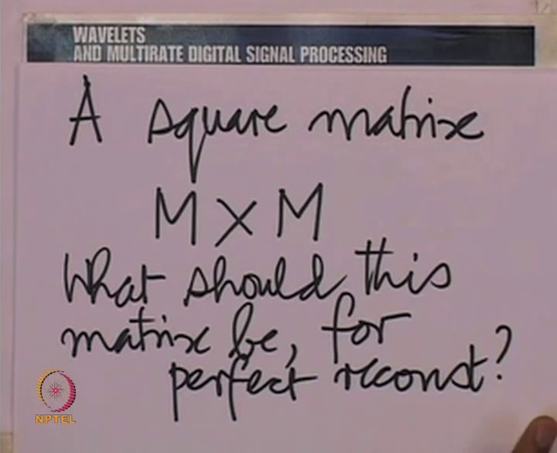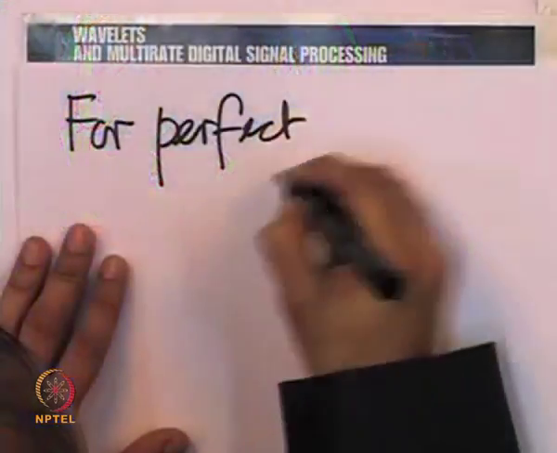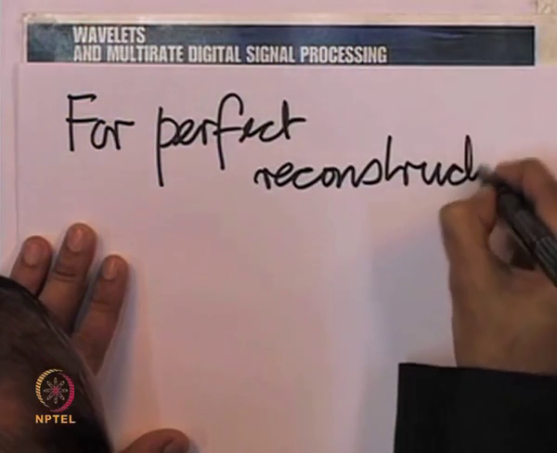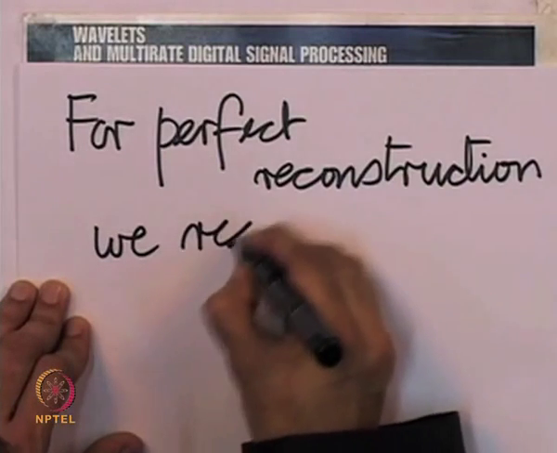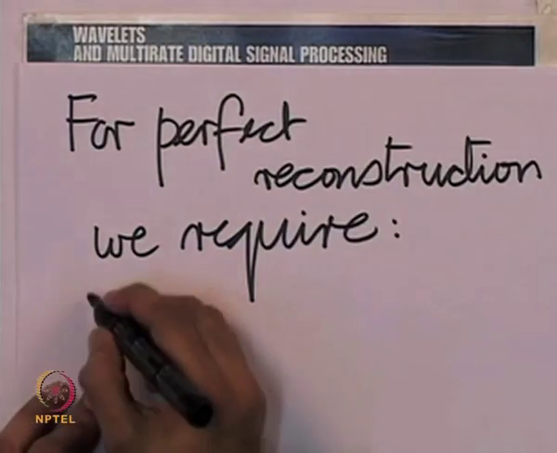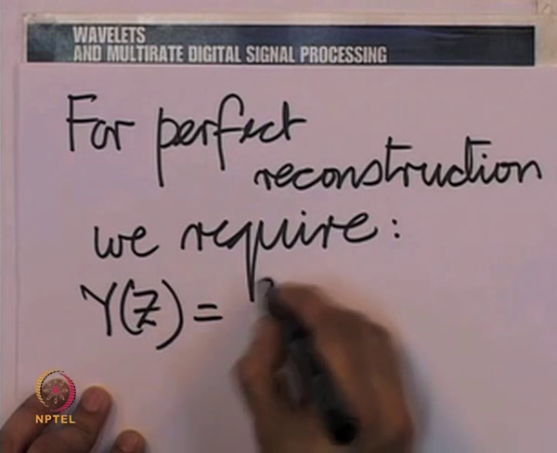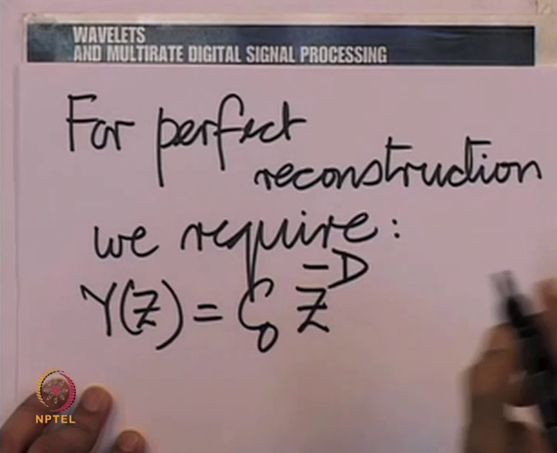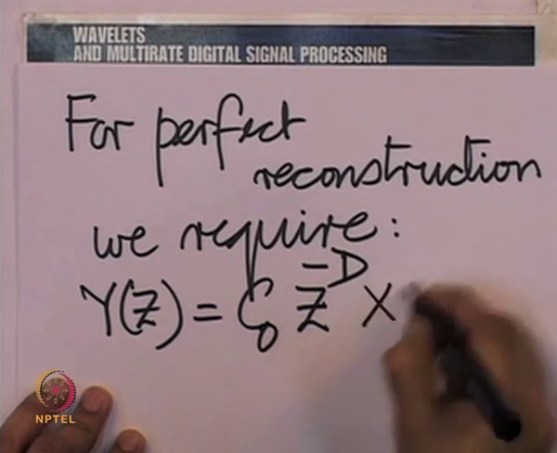Now, the answer is very easy. After all, what does perfect reconstruction mean? It means that the output must be a delayed, possibly delayed, and a scaled version of the input. In other words, for perfect reconstruction, we require Y(z), the z domain, is some constant times z raised to the minus t times X(z).